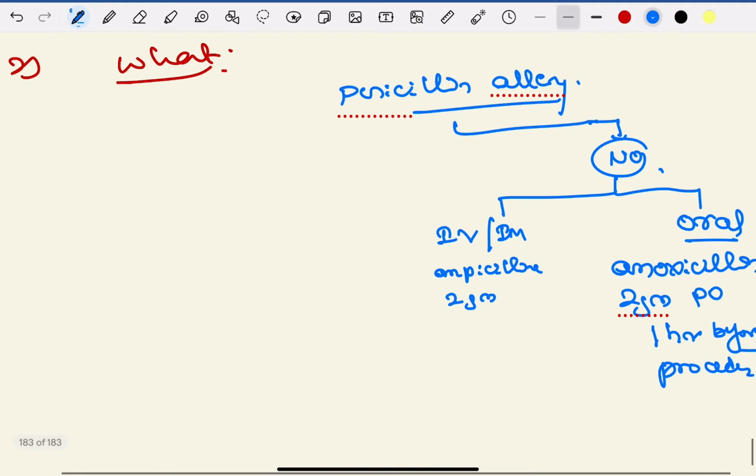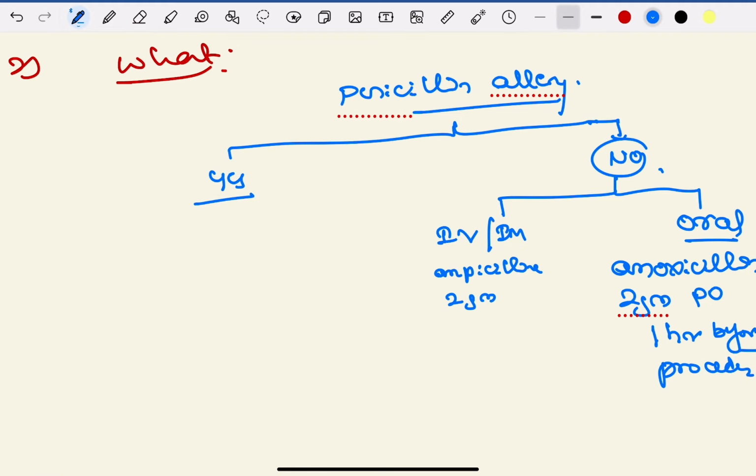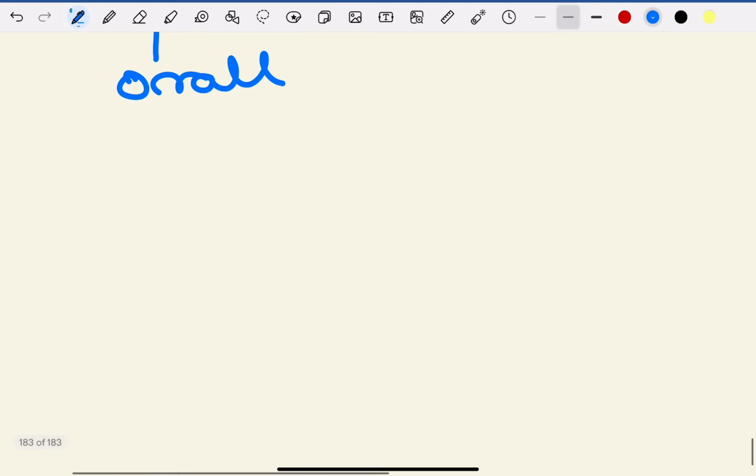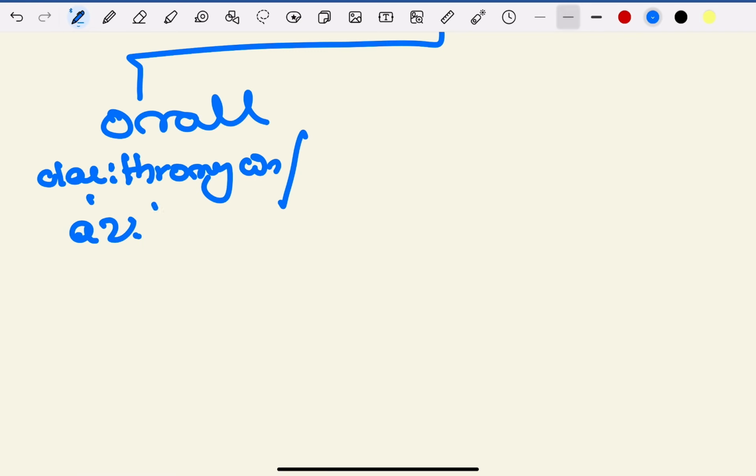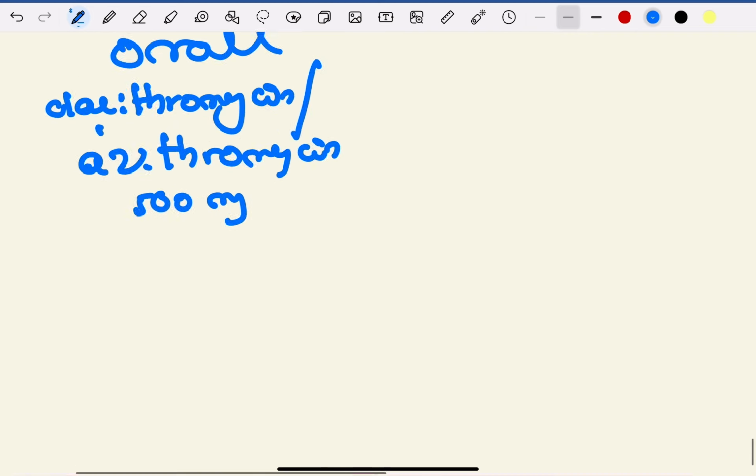So if the patient is allergic to penicillin, what to do? Again you check whether the patient can take orally or not. If orally possible, you can go for a few drugs like clarithromycin or azithromycin. You can also use azithromycin. What is the dose? It is 500 mg, 1 hour before, per orally.